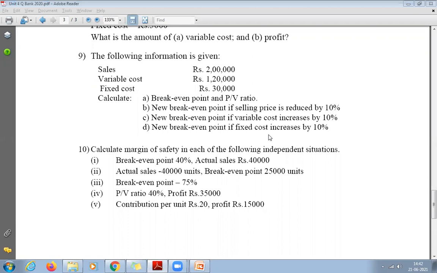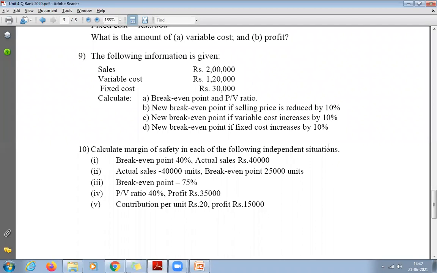The following information is given. Sales 2 lakh, variable cost 1,20,000, fixed cost 30,000. Calculate break-even point and PV ratio. B point, new break-even point if sales price is reduced by 10%. C point, new break-even point if variable cost is increased by 10%. Point D, new break-even point if fixed cost is increased by 10%.